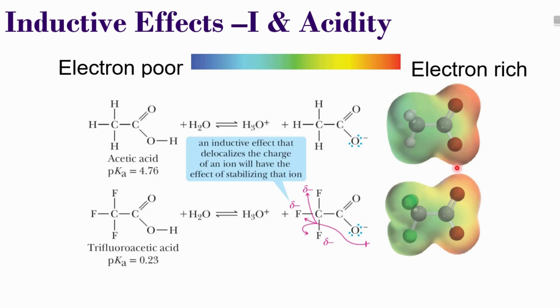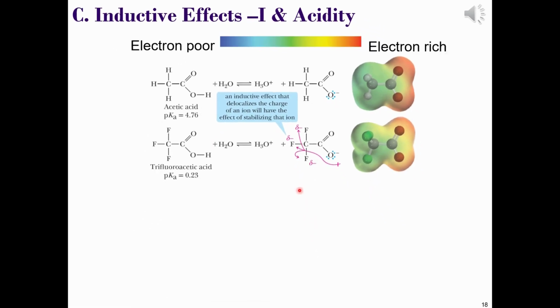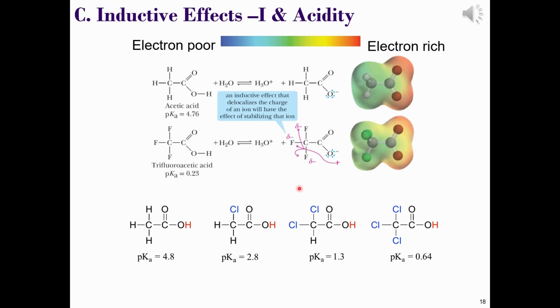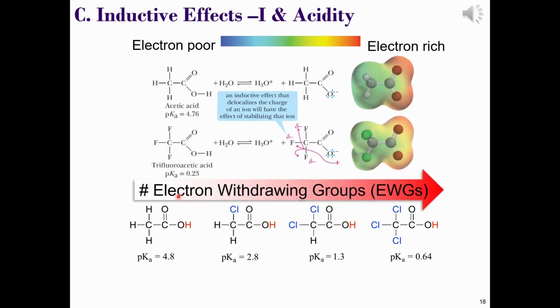This is because the inductive effect delocalizes the charge in trifluoroacetate more effectively than in the corresponding acetate conjugate base. Let's now take a look at the effect of increasing the number of electronegative atoms or electron withdrawing groups in a stepwise fashion by replacing each hydrogen atom of acetic acid with chlorine and measuring its pKa. Note that in any comparison, we must only change one thing at a time.